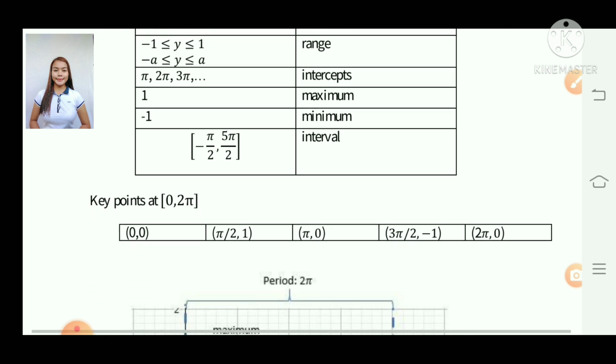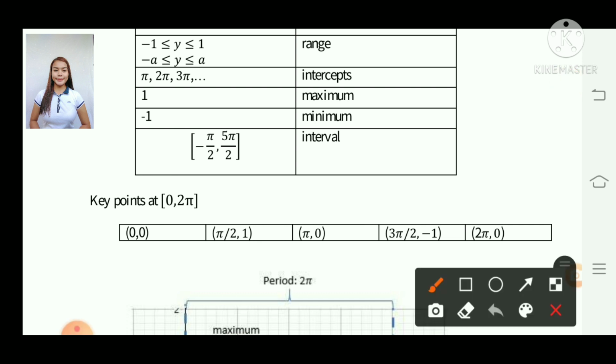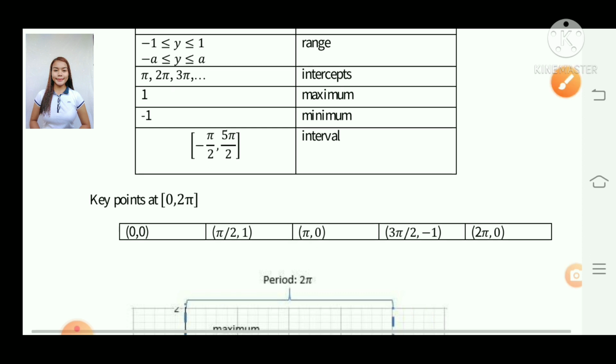The key points from 0 to 2 pi are 0 and 0, pi over 2 and 1, pi and 0, 3 pi over 2 and negative 1, 2 pi and 0.